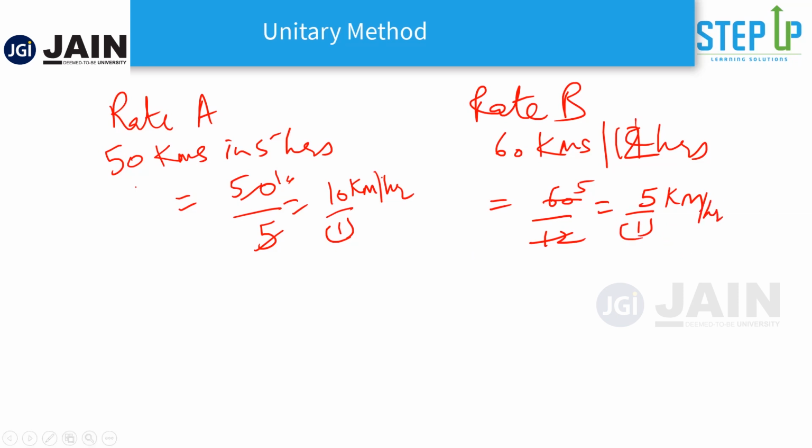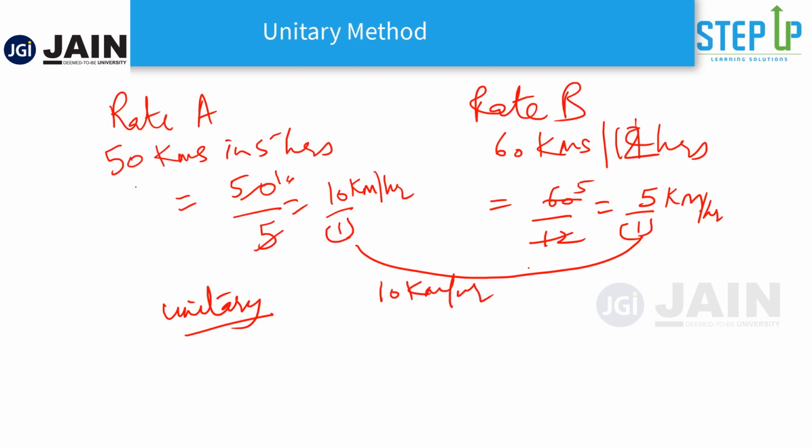So now if you keep the denominator constant, that is 1 in both cases, it is easy to compare the rates. That's why it's called the unitary method, right? So everything per 1 unit. If you say 10 kilometers per hour and compare it with, let's say, 12 kilometers per hour, or 5 meters per second compared with 6 meters per second, it becomes easy for me to compare.